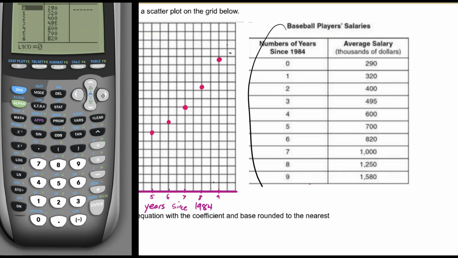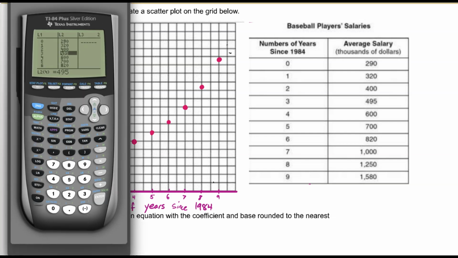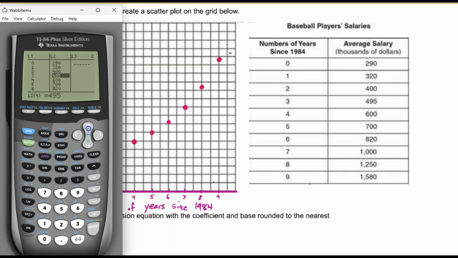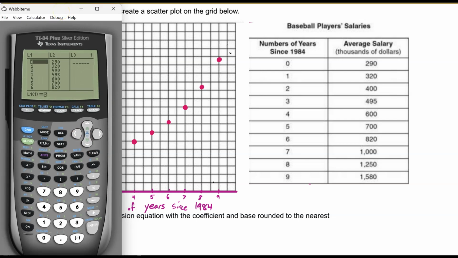What I did is I typed in all of my inputs that I have along the x-axis for L1, and I typed in all of my outputs for L2. Once you've done that, do me a favor, just go through and check them. Make sure that all of your values are there. You don't want to be missing anything, because sometimes if you've missed one, you won't know because you don't have any context for what these numbers should look like in your equation.